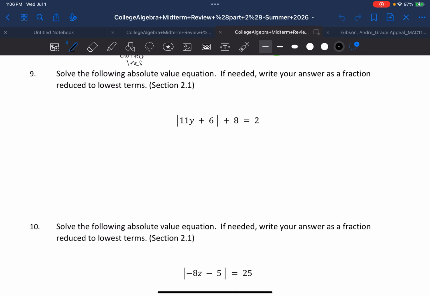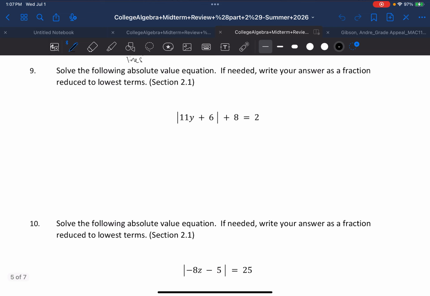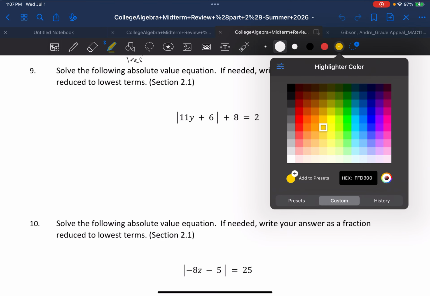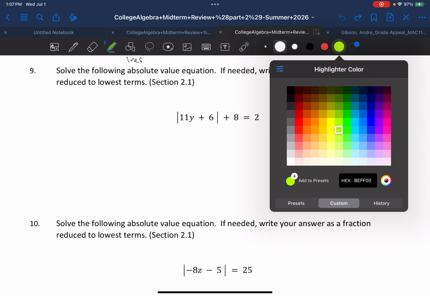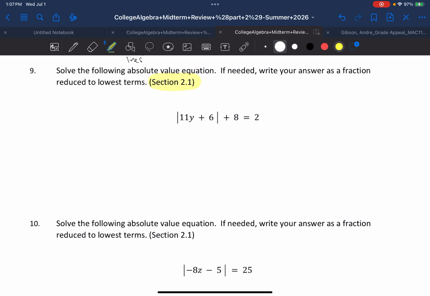Okay, in this video, I'm going to finish going over the midterm review part 2. So we were on number 9, which is from section 2.1. And this problem is about solving equations that have absolute values in them.